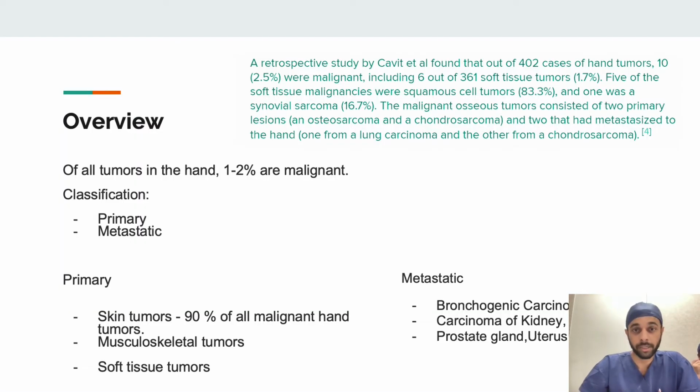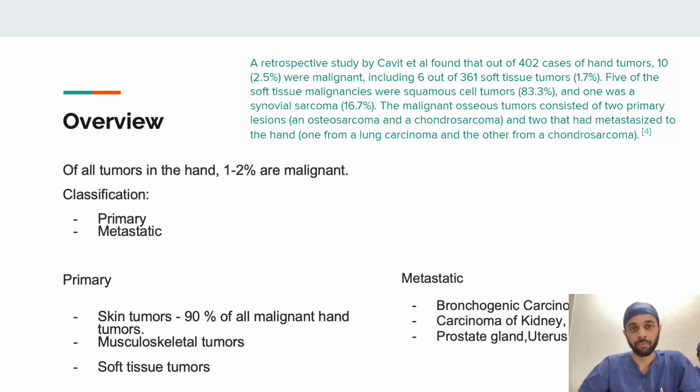Of all the tumors which are in the hand, approximately 1 to 2% are malignant, and we classify them as either primary tumor of the hand or metastatic. The primary includes three categories. The first one is the skin tumors. They are 90% of all the malignant hand tumors. The second is the musculoskeletal, which includes the bones and the soft tissue. And the third category includes only soft tissue tumors.